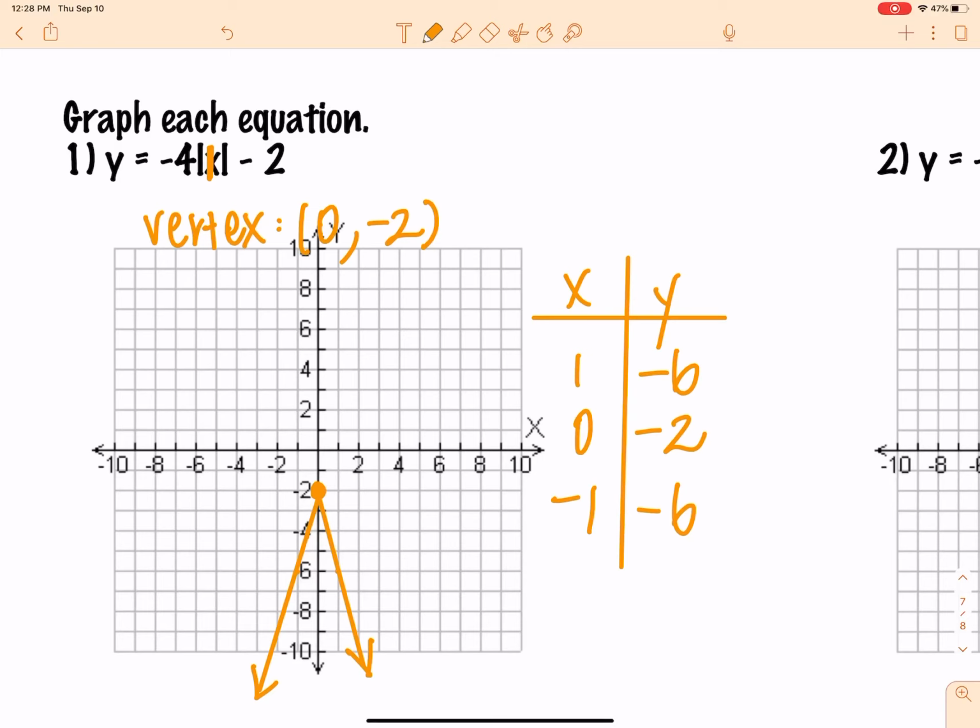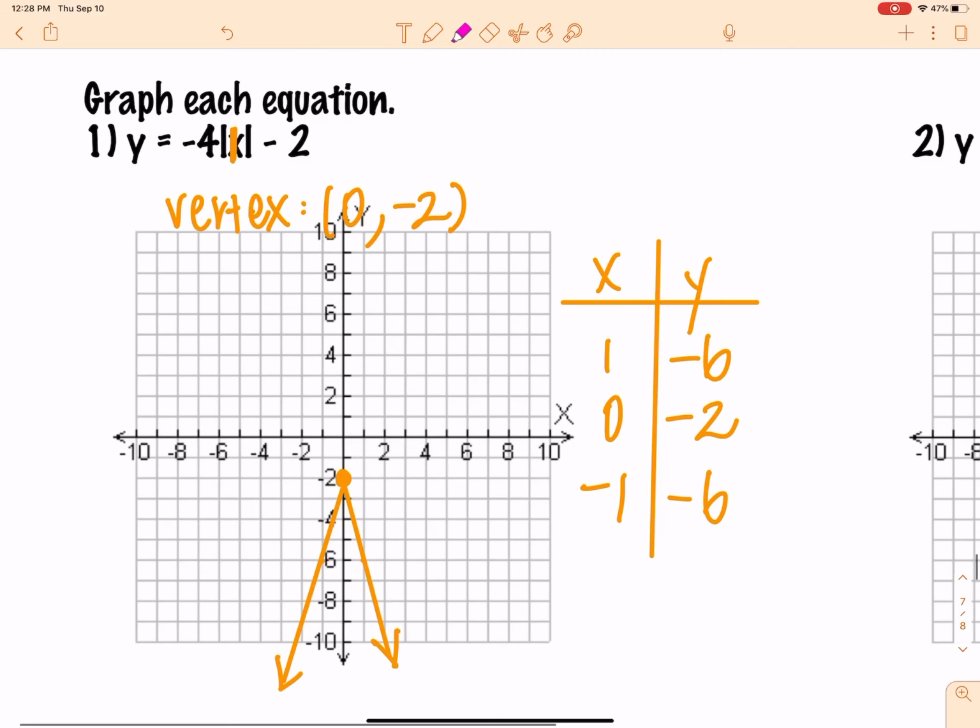A couple things to note. We know it went down because of this -4. That means it went down, so it's something nice to check your answer. I'll also show you another trick. The -4 is kind of, for these easy problems that we're going to be doing in this class, kind of like your slope. So if you look at your graph from your vertex, we went from -2, we went down 4/1 to each side. So that's another little trick you guys can use too if you don't want to use the table.